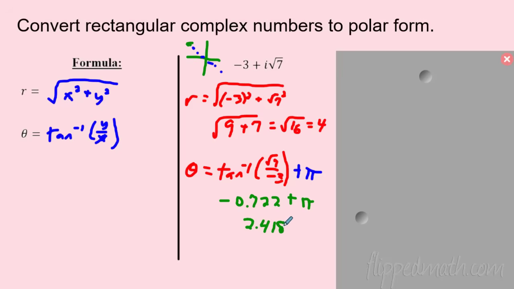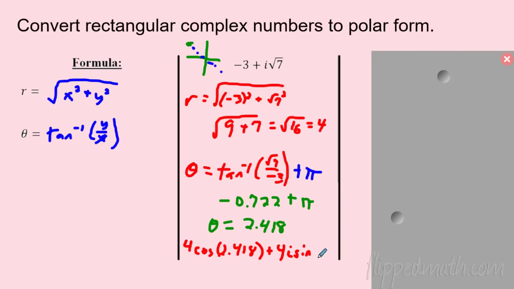2.418. Now, how are we going to write this out? So that's theta right there. So how am I going to write that out? Well, it's kind of crazy. We are going to write it out as that whole r cosine theta, r sine theta. So we know r is 4. Cosine of 2.418. We know this is going to be 4 sine theta. But because it's the imaginary part, it's actually 4i. And I'm going to take the sine, and I'm going to run out of room.